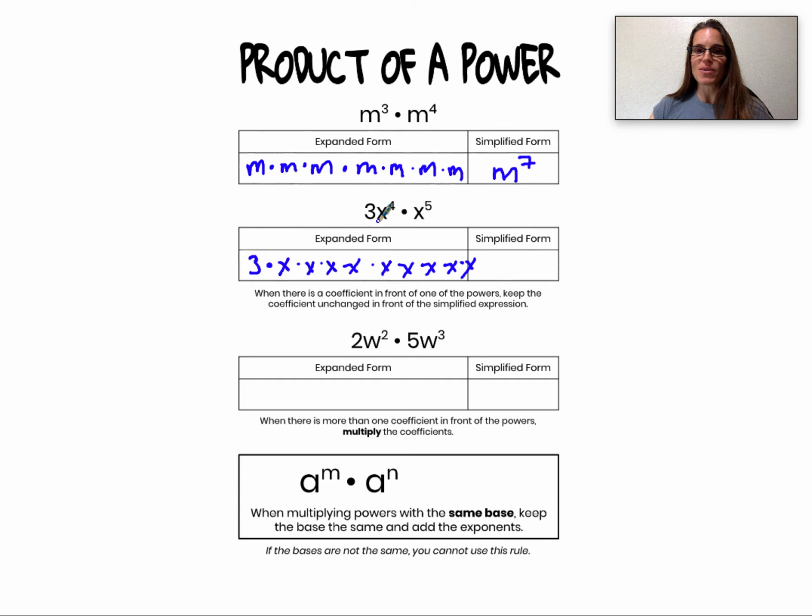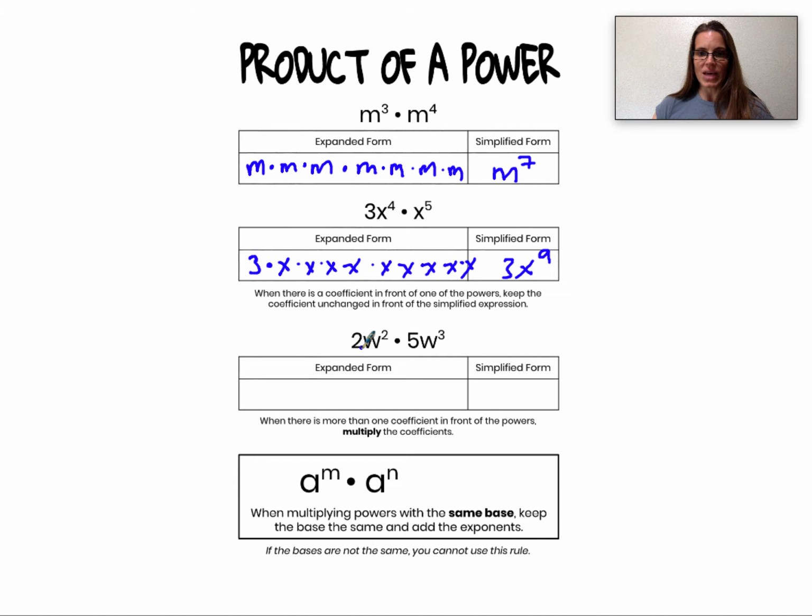The simplified form of 3x to the 4th times x to the 5th is 3x to the 1, 2, 3, 4, 5, 6, 7, 8, 9. 3 times x to the 9th. Here we have a little explanation. When there's a coefficient in front of one of the powers, keep the coefficient unchanged in front of the simplified expression. Hopefully that's not something you need to memorize. Hopefully you understand why that is. The reason is there's just one 3 being multiplied by x to the 4th and then x to the 5th.